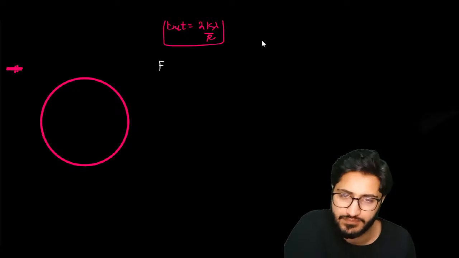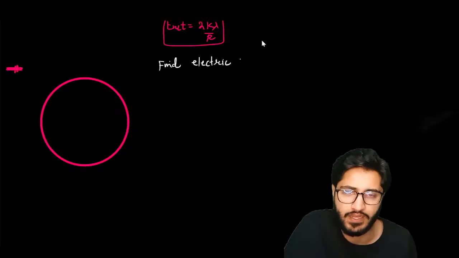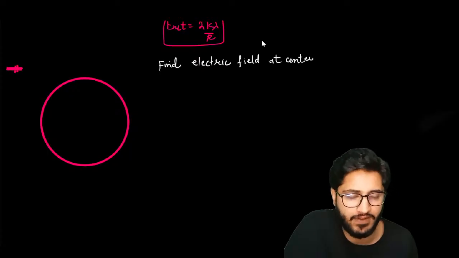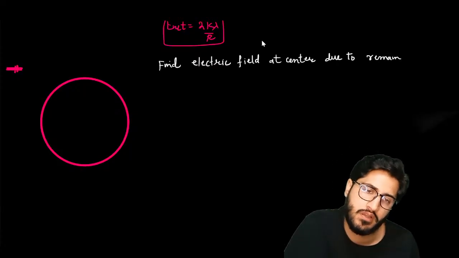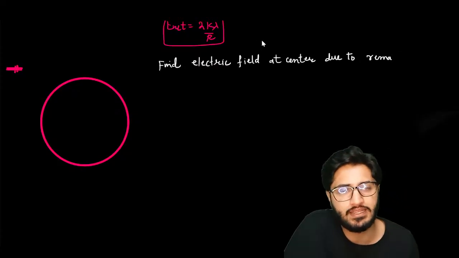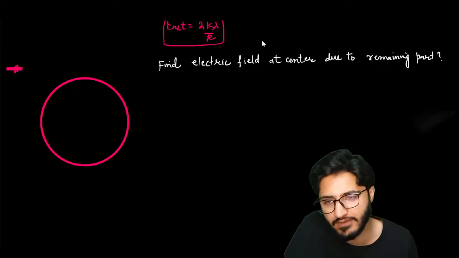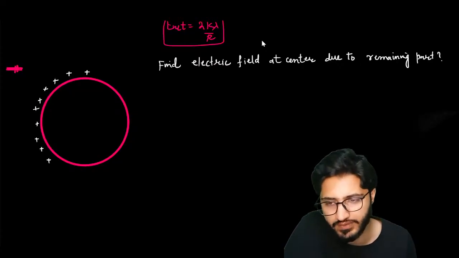Find electric field at center due to remaining portion. That simply indicates if we have something like this and my charge distribution is like this. And my charge distribution on this ring, or on this particular circle, is given to me like this.